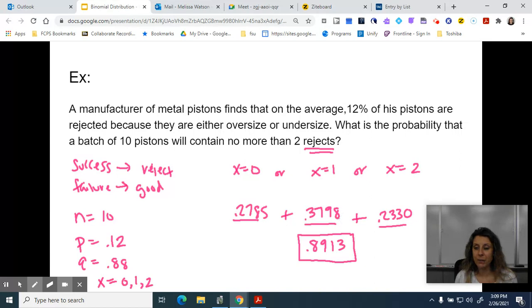So there might be just a little bit of rounding error there because we are rounding each one of these probabilities to the 4th decimal place. So that's causing a little bit of rounding error with our answer as well. That's fine.